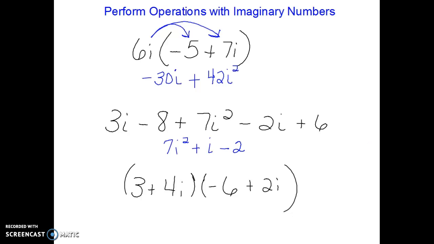The bottom example is using the FOIL method because I'm multiplying two binomials. So I'm going to go ahead and distribute with the 3. Then I'm going to go back and distribute with my 4i.